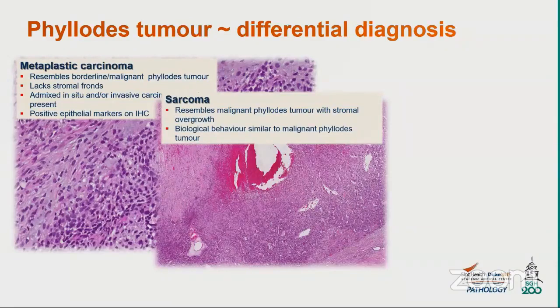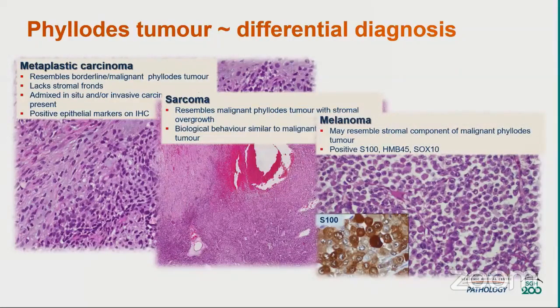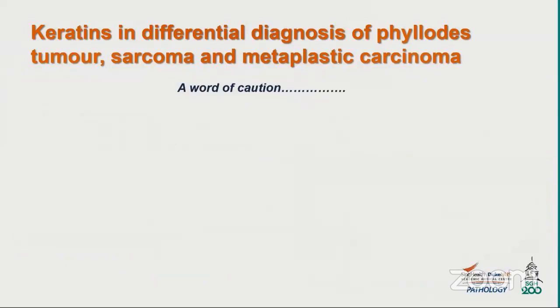The sarcoma resembles malignant phyllodes tumor with stromal overgrowth. However, the distinction may not be so crucial because biological behavior of primary breast sarcoma appears to be similar to that of malignant phyllodes tumors, and in fact, some of them could be underlying phyllodes tumors that have overrun any residual phylloidal features. Unusual tumors like the melanoma can resemble the stromal component of malignant phyllodes tumors, but immunohistochemistry will be able to make that distinction.